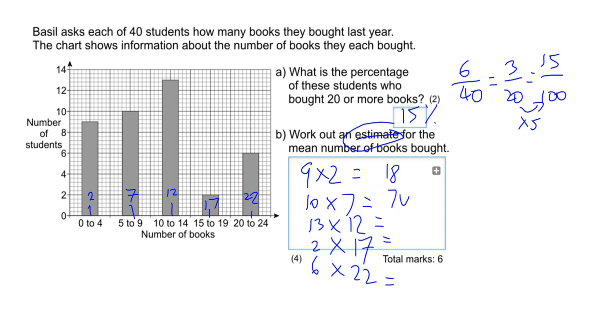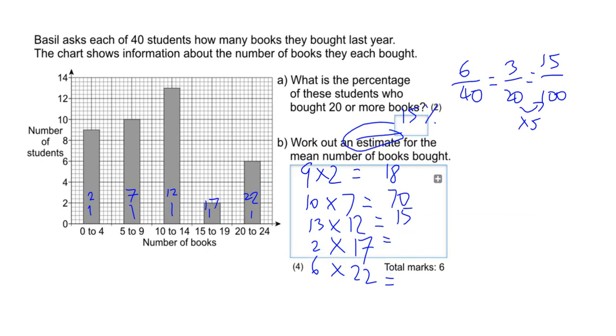10 times 7 is 70. 13 times 12 is a little bit tricky there. I think that's going to be 144 plus another 12 is going to be 156. I seem to have lost my pen just a moment. 156. 2 times 17 is 34. And 6 lots of 22, that's going to be 132. So I'm going to add up the total number of books. Let me just do that a minute. So I work out that to be 410 books.